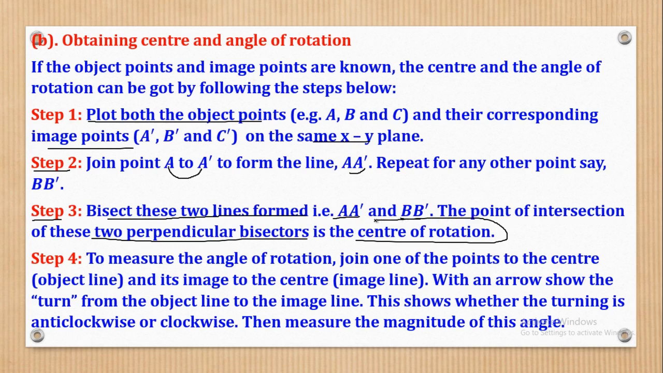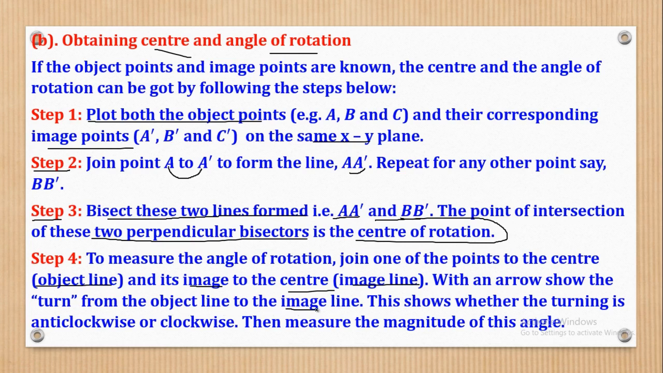Join object point to image point for any 2 points. Then perpendicular bisector, the intersection of those 2 perpendicular bisectors is the center of rotation. But they also need the angle of rotation. So what you need to do to measure the angle of rotation, join one of the points to the center, and that will give you the object line. Then also join its image of that very point to the center to give you the image line. Now with an arrow, show the turn from the object to the image.